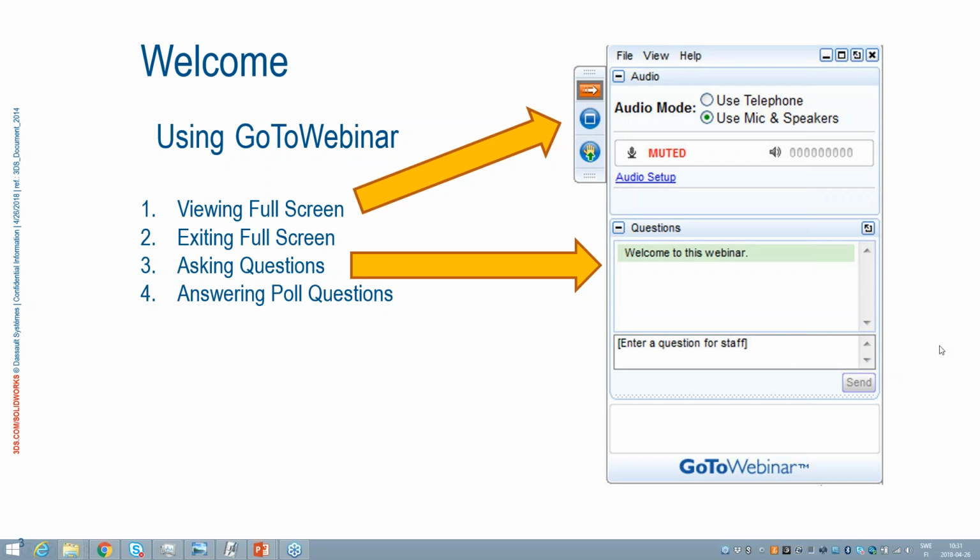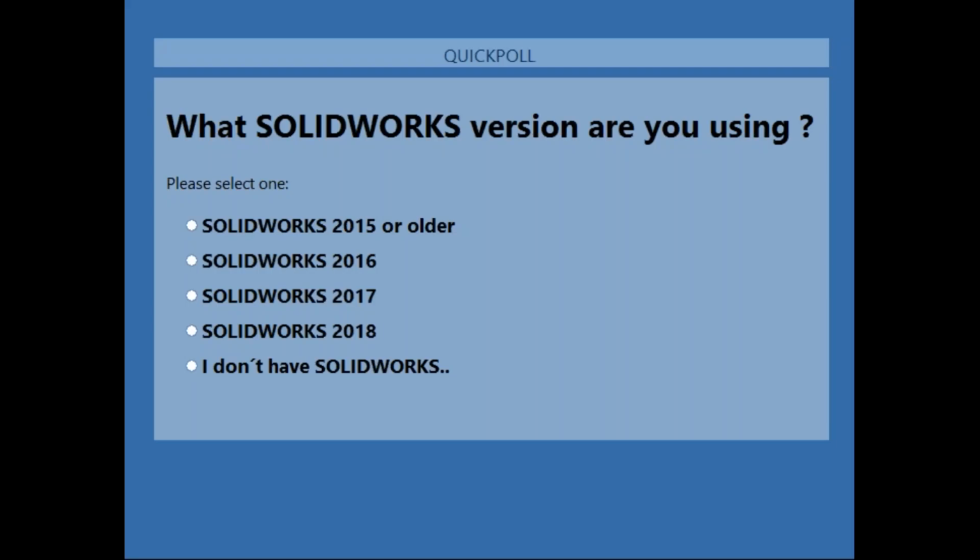I'm a bit curious to know what SolidWorks version you are using, just to get an idea of what versions you are on, or maybe you don't have SolidWorks or don't know what version you're on. Just give me some feedback. So it seems to be about 40% on 2018. That's good. And many on 2017 and 16. So thank you for that.